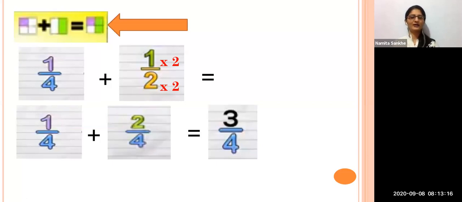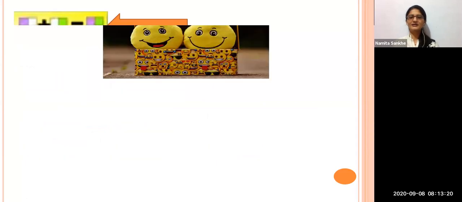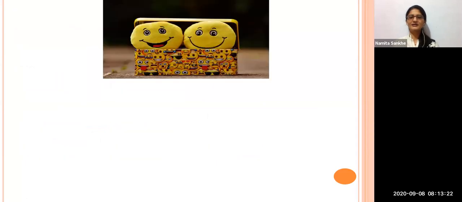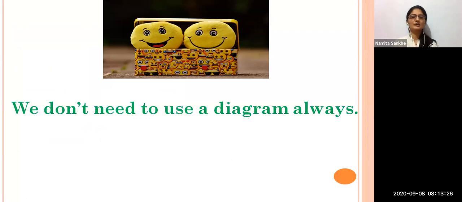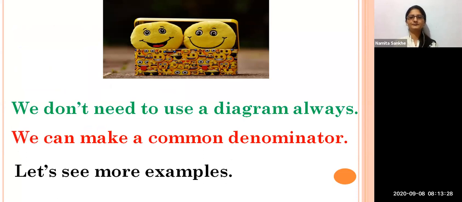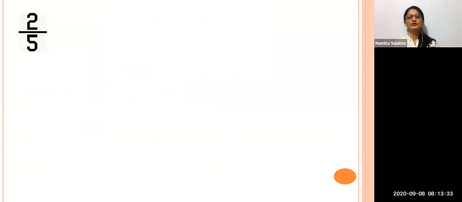So here you understand that it is not always necessary to draw a diagram. Right, we can do it by creating a common denominator, right, children? So let us have a few more examples. 2/5 + 1/3. Okay, children, now we have to find out this.